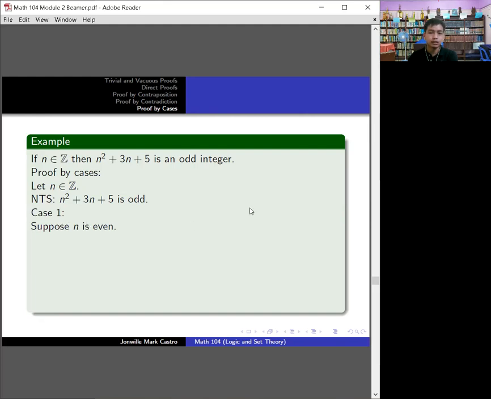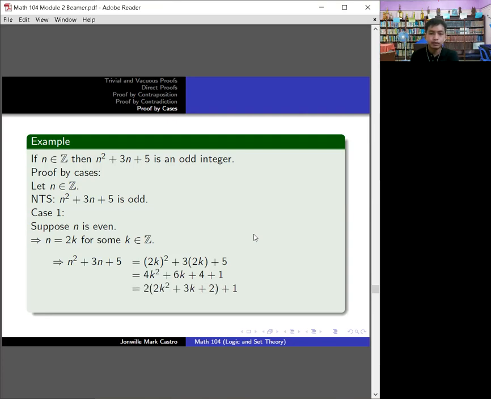First case, suppose n is even. Then n equals 2k for some k in Z. Now, n squared plus 3n plus 5 is equal to (2k) squared plus 3 times 2k plus 5 since n is even here. So, we just simplify it. We get this, which is of the form 2l plus 1. Therefore, for the first case, n squared plus 3n plus 5 is odd.